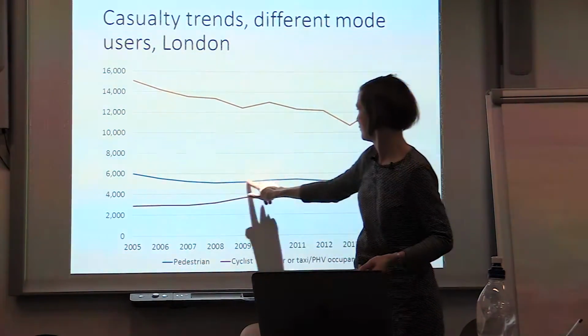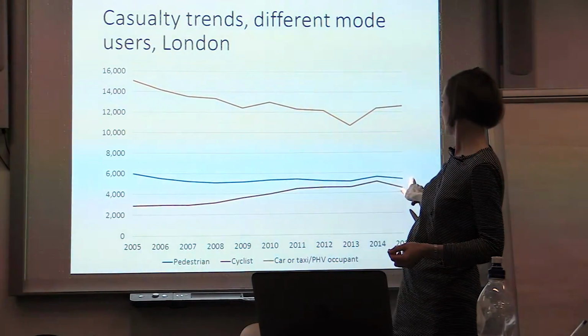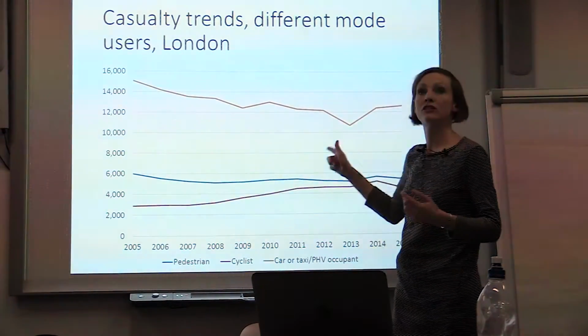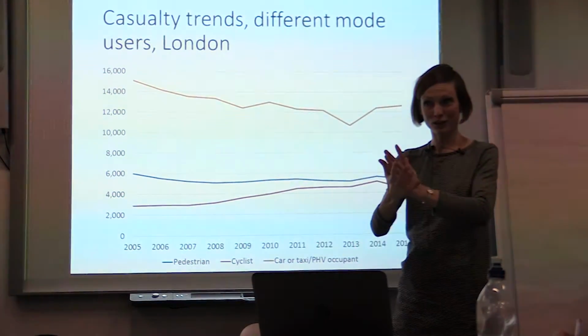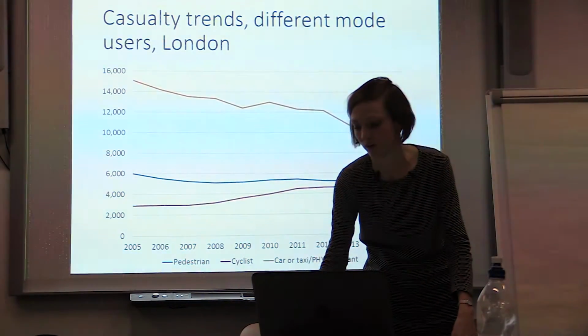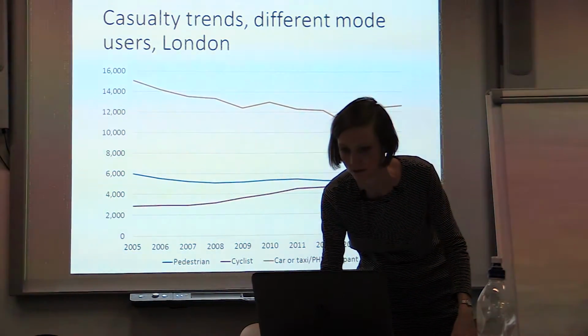Down here, we've got pedestrians in the blue, a slight decline. And at the bottom, cyclists in red, a slow increase. Now I'm going to talk a little bit about what's behind that in a minute, but again, that's kind of interesting, what's happening in terms of absolute numbers.